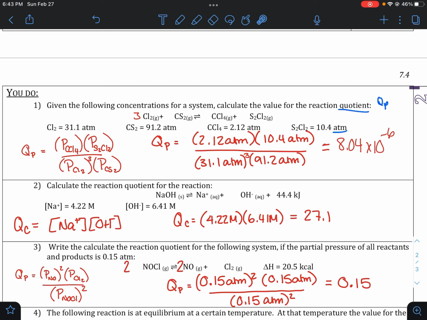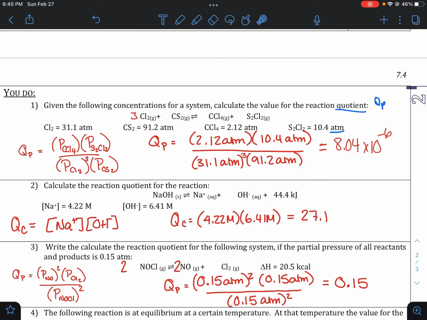Then we need to write the QP equation, the generalized version. Each of our products raised to their powers over both of our reactants, with the first one being raised to the power of 3. Then from there, we plug these numbers in. 31.1 goes right there, our 91.2 goes right there. You plug them in, and we get out a final value from our calculator. It should be in 3 sig figs because that's the lowest number we have. These are called plug and chug calculations: plug numbers in, chug them into your calculator.